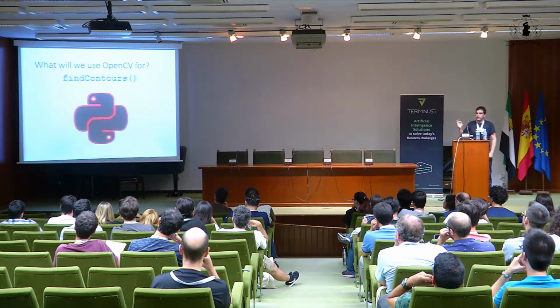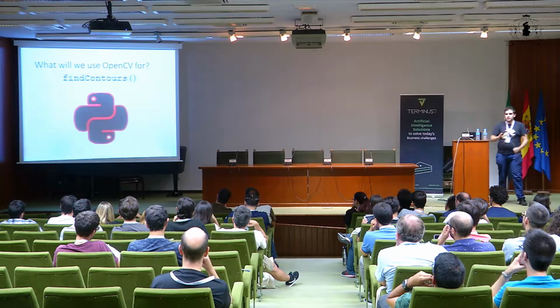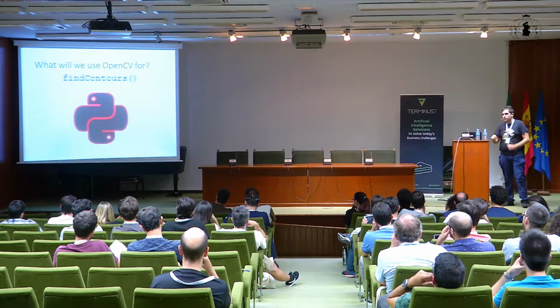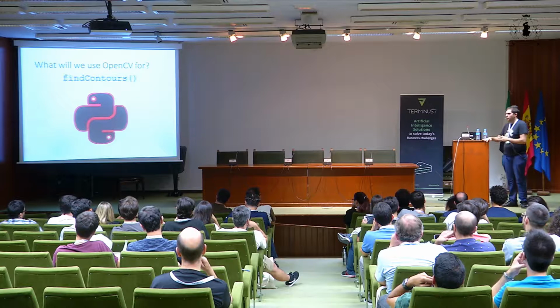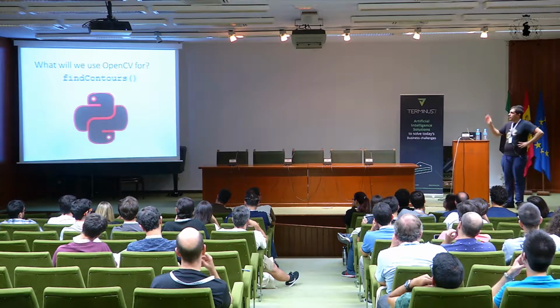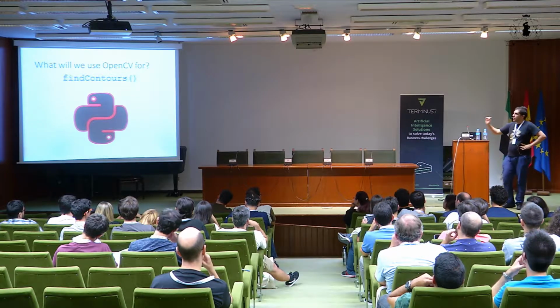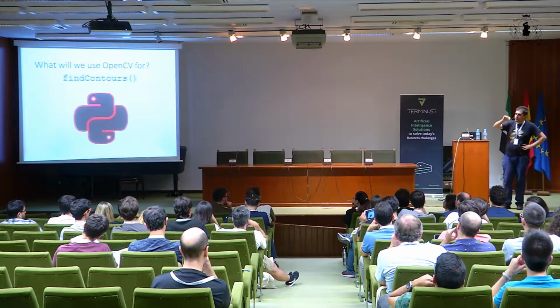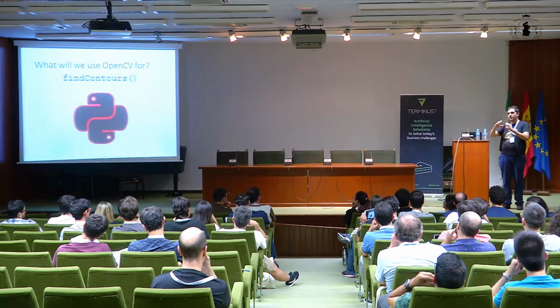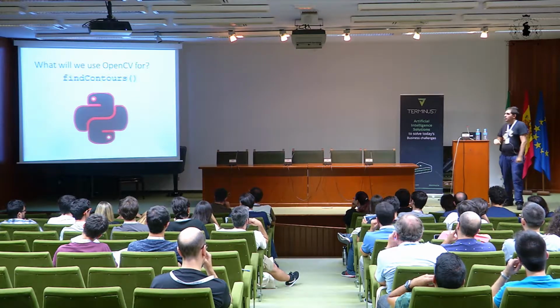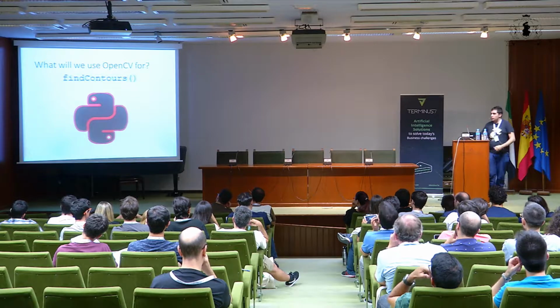Another very useful thing that we will use is more like computer vision, but it's one of the fundamentals of computer vision, I think. It's find contours. This function finds the border of the areas of the image in order to find shapes inside the image, okay? I will tell you later what we will use it for.